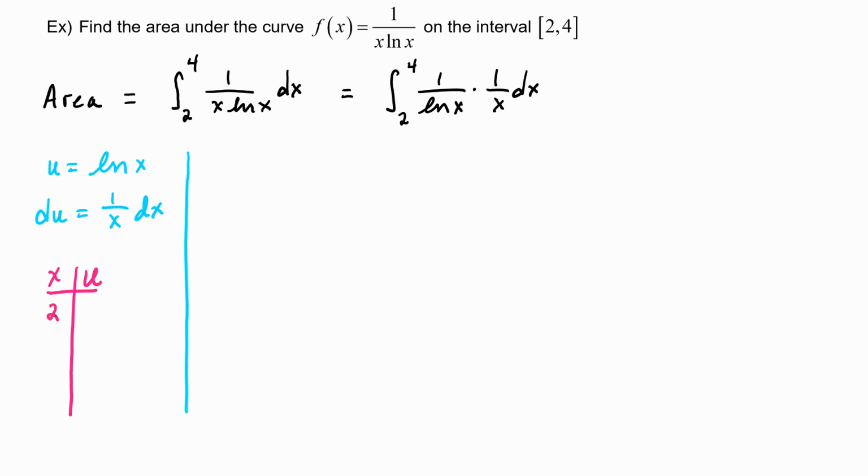So if x is 2, then u is just going to be the natural log of 2. And if x is 4, then u is going to be the natural log of 4. So then this integral in the x variable, when it gets changed over to the u variable, these limits of integration have to change as well. And instead of integrating from 2 to 4, we are going to integrate from the natural log of 2 to the natural log of 4.